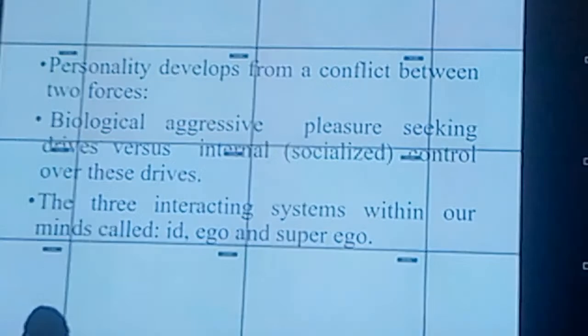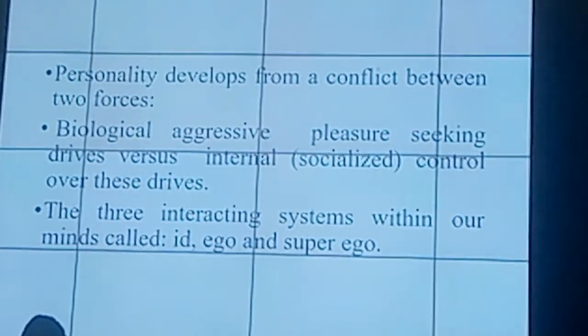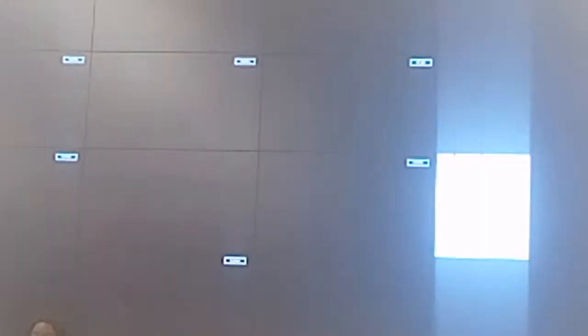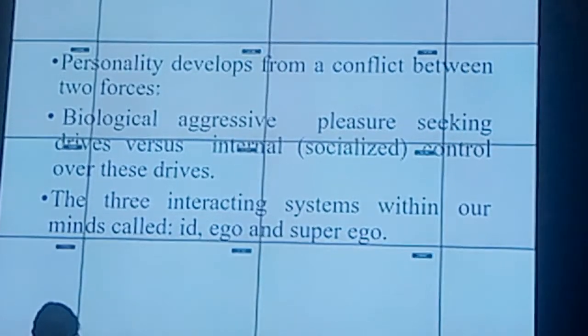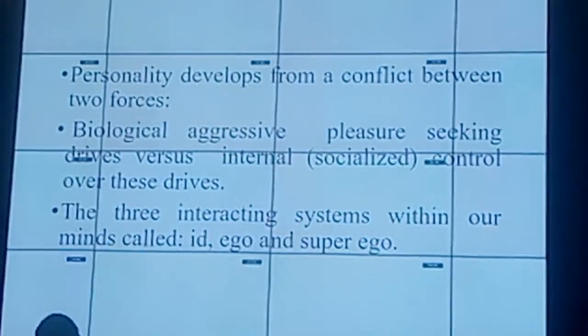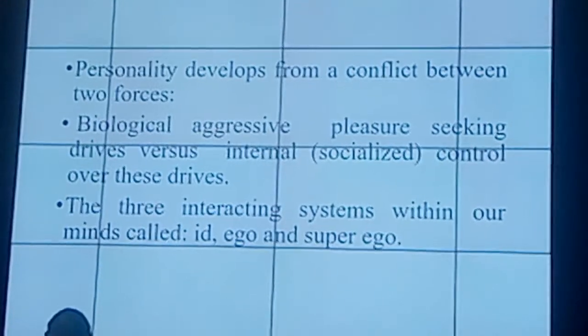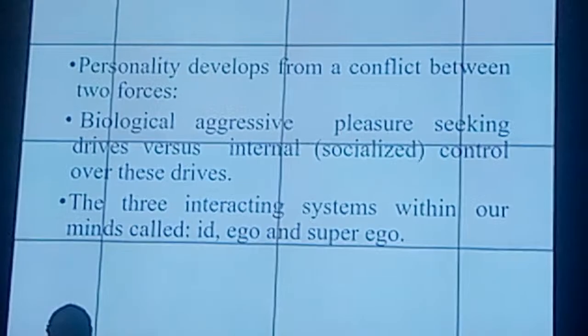So personality, then, we are saying, develops from a conflict between two forces: biological, aggressive, pleasure-seeking drives versus internal socialized control over these drives. Meaning, we are biologically motivated, isn't it? To satisfy certain demands within us. Sometimes it could even be in an aggressive manner, or sometimes it could be something of pleasure. So the three interacting systems, as I alluded to before, are three. These are the ones which are at play: the id, the ego, and the superego.